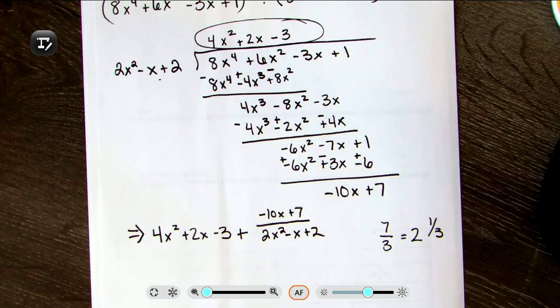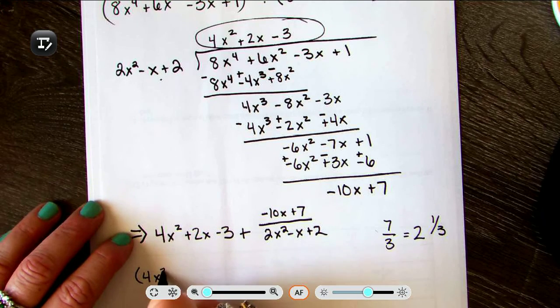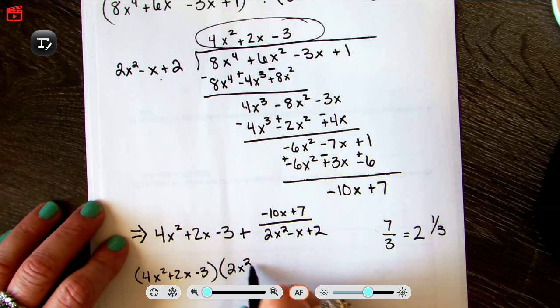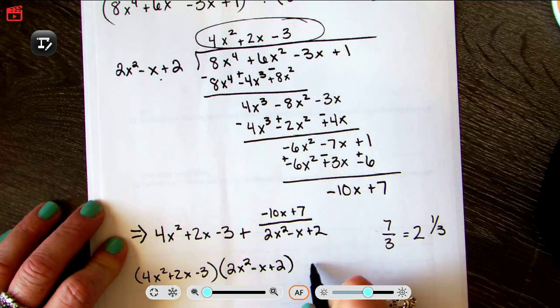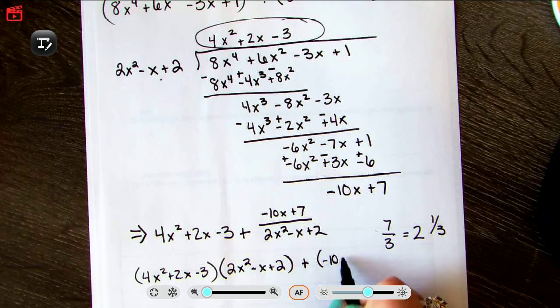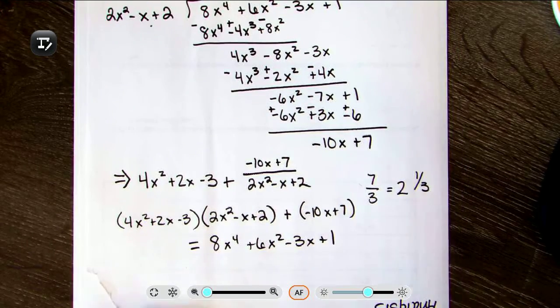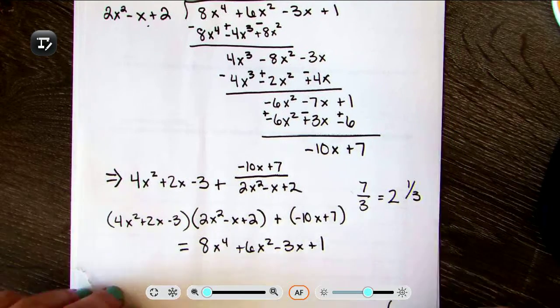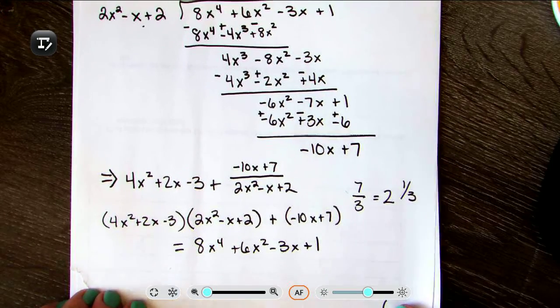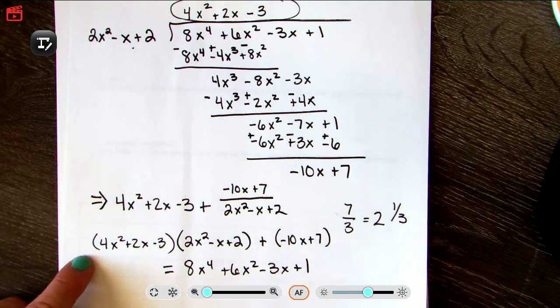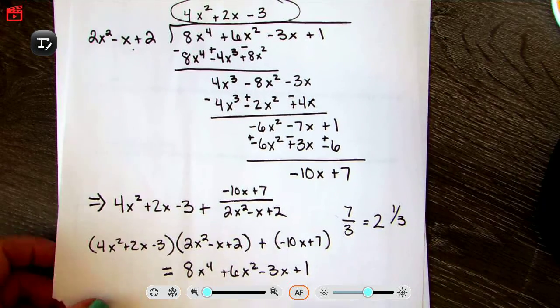So if I took 4x squared plus 2x minus 3, multiplied it by 2x squared minus x plus 2, and then added that negative 10x plus 7, we should get the 8x to the 4th plus 6x squared minus 3x plus 1, if we did it correctly. If we have a sign error, then things are off, but we can always check. Okay, I am not going to go and check, but I'm sure you guys have the skills to make sure we did it correctly, so double check for us.